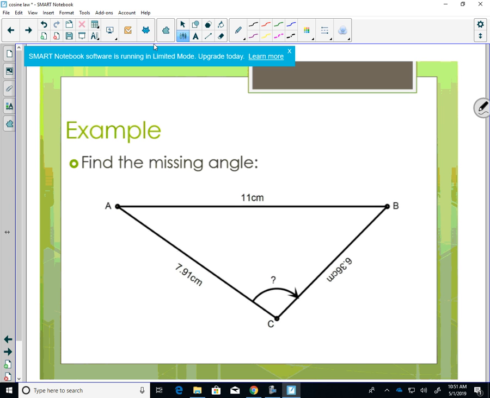This one here says find the missing angle, right? 92. So, Brighton, focus, man. My grade 9s behaved better this morning.